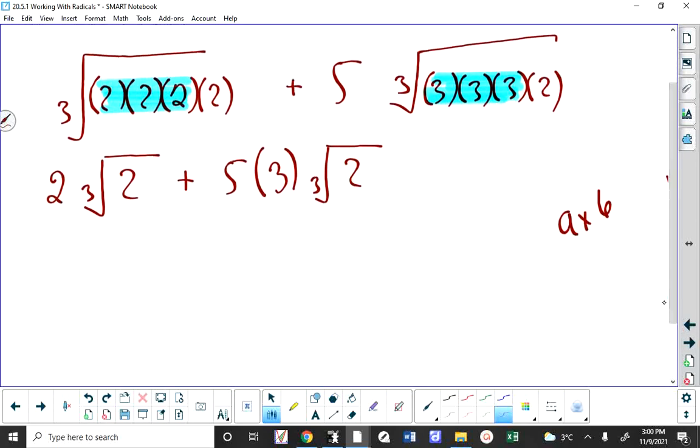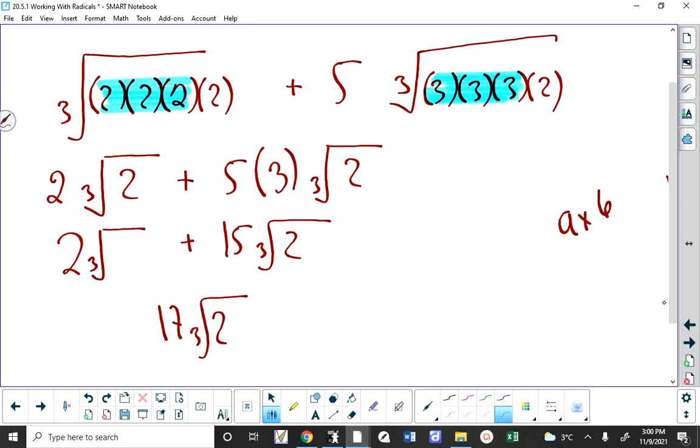I don't think there's anything wrong with just writing 17 cube root 2. Although I know there would be some people in the class that would be going, well, where did he get that from? Because 5 times 3 is 15. So we get 2 cube root 2 plus 15 cube root 2. 2 plus 15 is 17. So it's 17 cube root 2. And that's it.